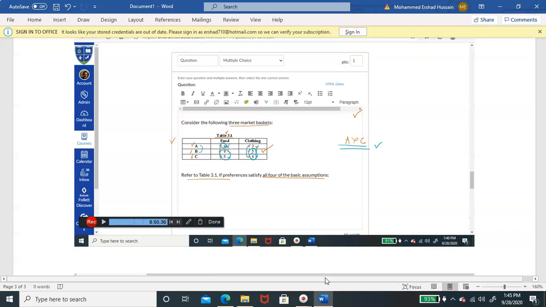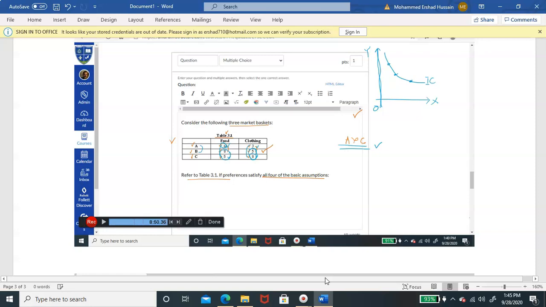Because to be on the same indifference curve, remember this is IC, indifference curve. These are the two axes, X and Y, right? I'm just drawing quickly. So what happens? We can say that all these combinations are on the same indifference curve, but we don't have enough information for that here.